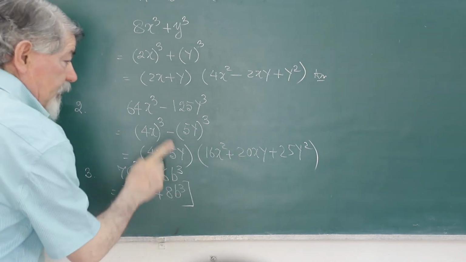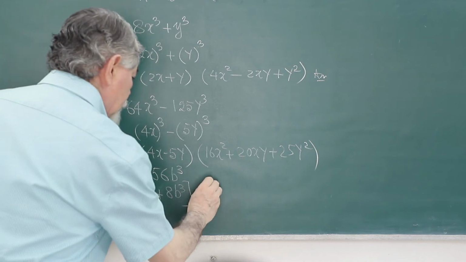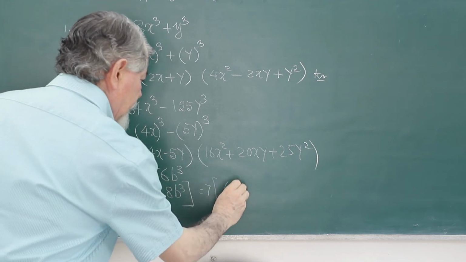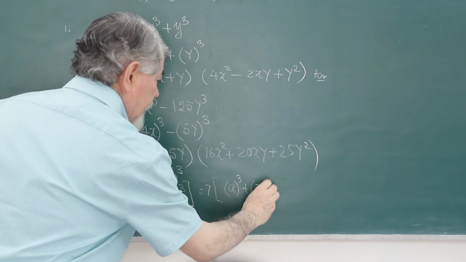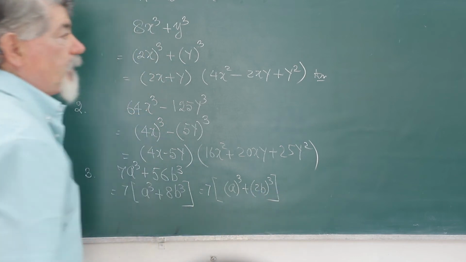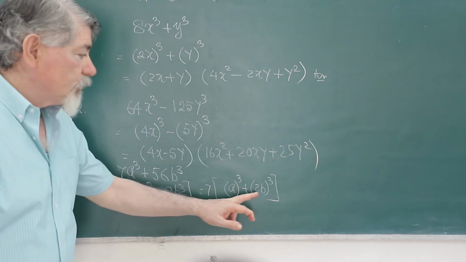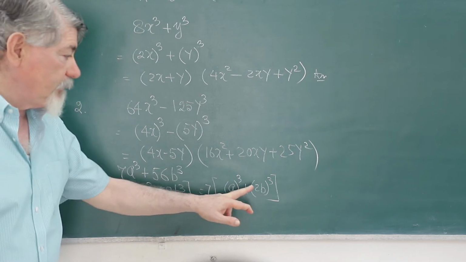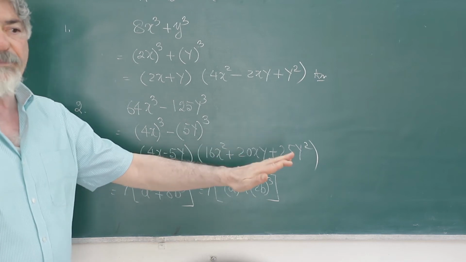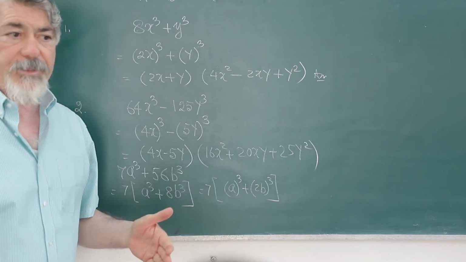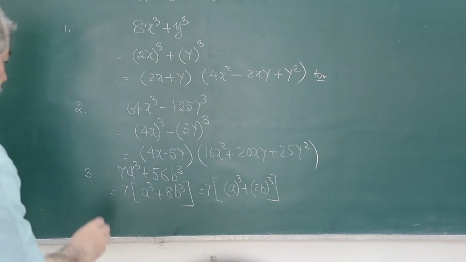Now 8b cube is a perfect cube, a cube of course is a cube. So 7 into a to the power 3 plus 2b to the power 3. So again it becomes a cube plus b cube. In place of a it is a, in place of b it is 2b. Let us apply the formula a cube plus b cube, which is a plus b into a square minus ab plus b square.